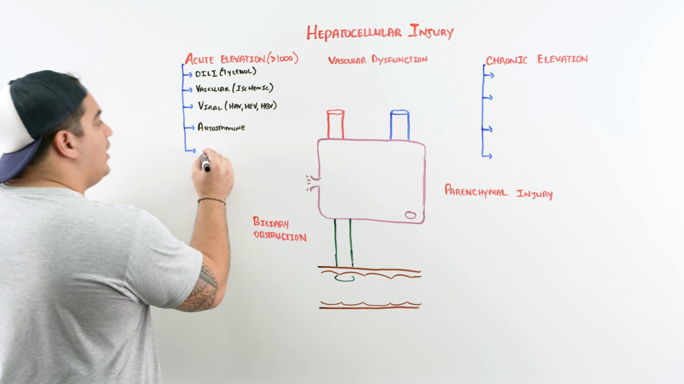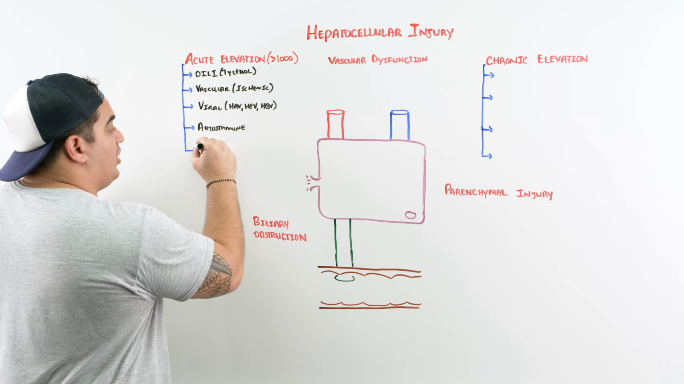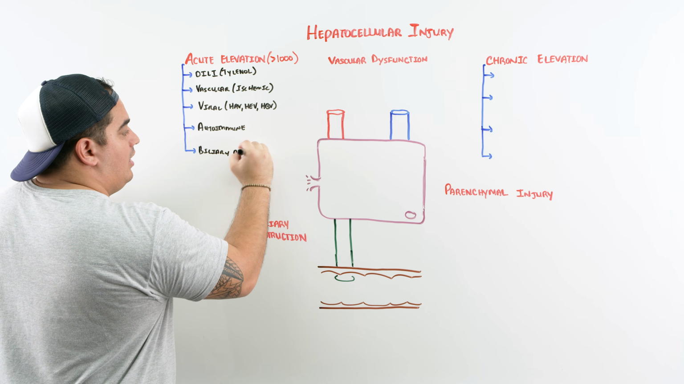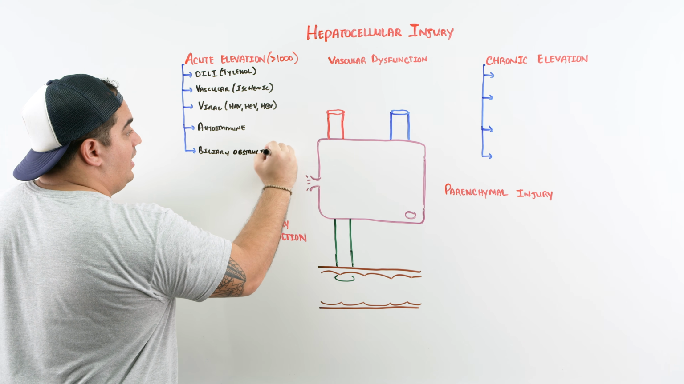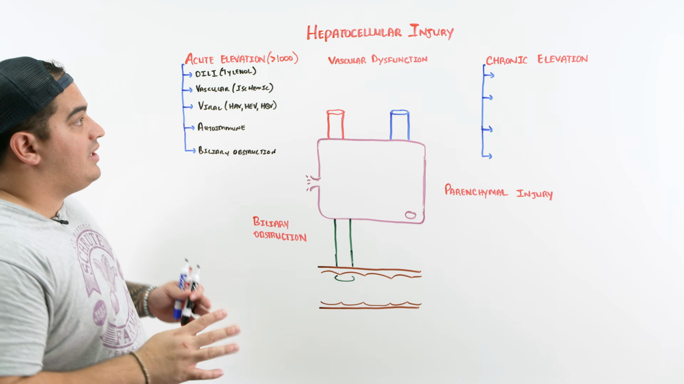And the last one, which I really don't like to avoid because it can cause these problems, is when a patient develops an acute biliary obstruction, usually like a choledocholithiasis. These can cause some decent elevations in the AST and the ALT. So these are the things that I want you to think about.